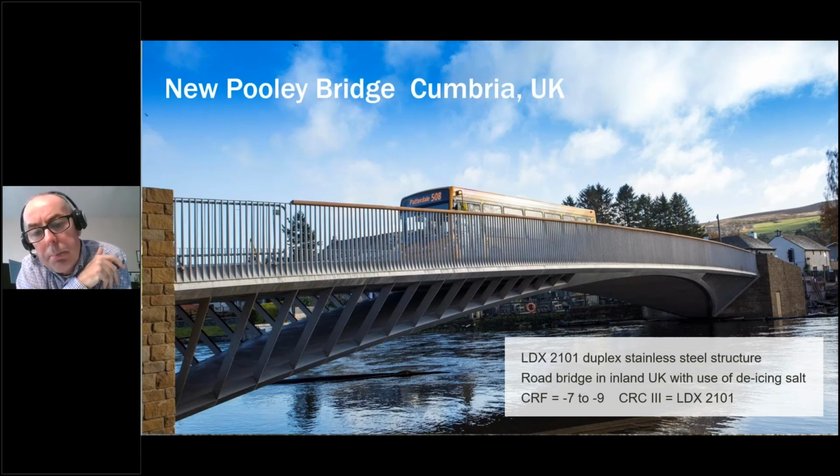And as you can see, parts of this bridge are exposed to rain washing, but there are also parts sheltered by the deck, which means that some parts will be washed by rain and some parts probably not. And when you go through the Eurocode process, that leads you to classifying the environment between about -7 and -9. It puts you in corrosion resistance class 3, and in the simple lookup table that leads you to the choice of Duplex LDX 2101, and that is indeed what this bridge has been built of.